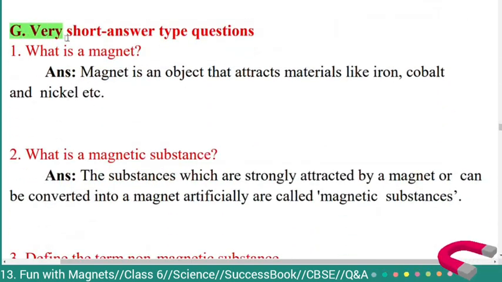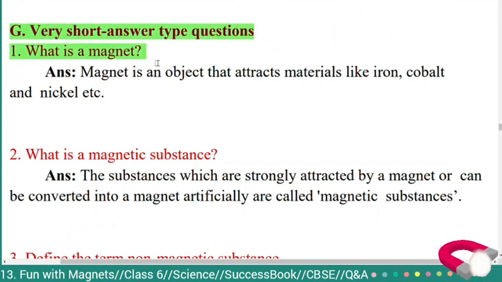Next main Z, very short answer type questions. First question, what is a magnet? Answer, a magnet is an object that attracts materials like iron, cobalt and nickel, etc. Second question, what is a magnetic substance? The substances which are strongly attracted by a magnet or can be converted into a magnet artificially are called magnetic substances.